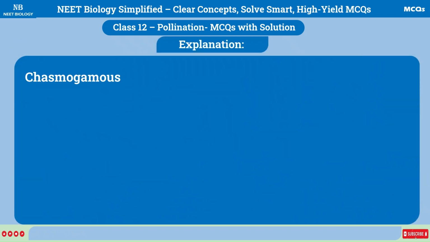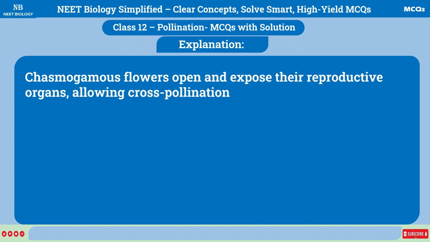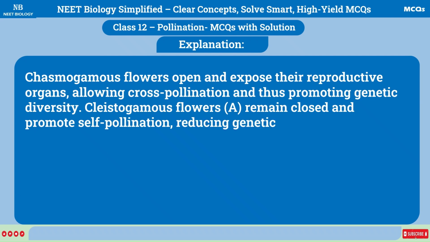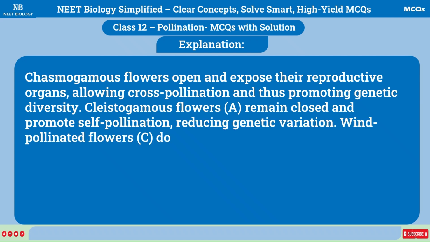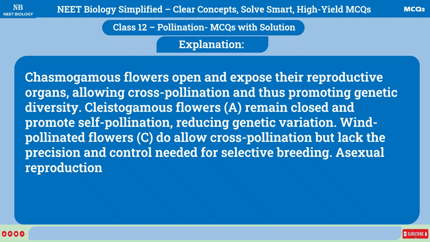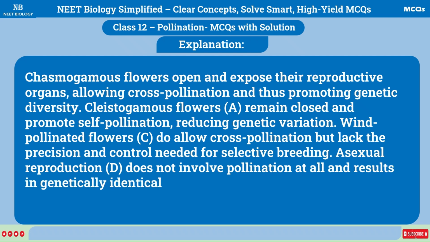Explanation: Chasmogamous flowers open and expose their reproductive organs, allowing cross-pollination and thus promoting genetic diversity. Cleistogamous flowers, A, remain closed and promote self-pollination, reducing genetic variation. Wind-pollinated flowers, C, do allow cross-pollination but lack the precision and control needed for selective breeding. Asexual reproduction, D, does not involve pollination at all and results in genetically identical offspring.